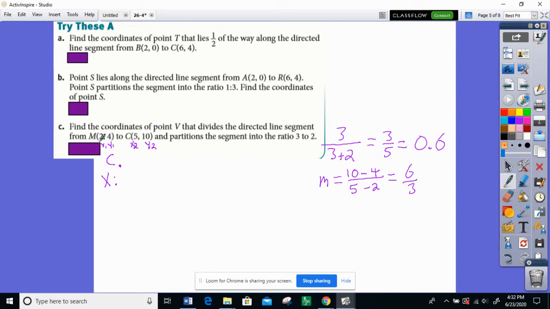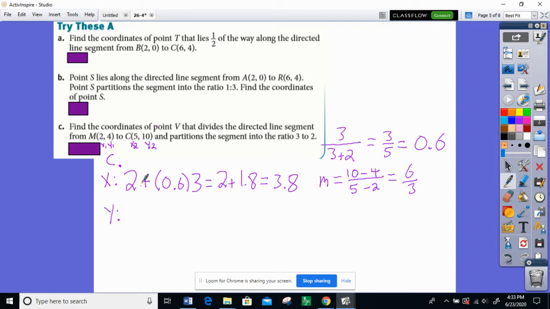Okay, well, how are we going to find the x value for point V? Well, we're starting at point M, right? So that's starting with an x value of 2. We want to add to that 60% of the run. The run was 3. So that is 2 plus 1.8, which is 3.8. That's the x value for point V.